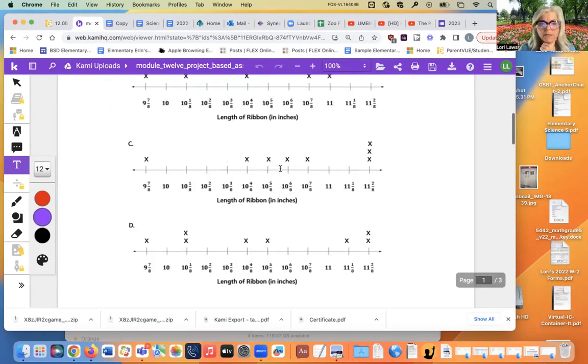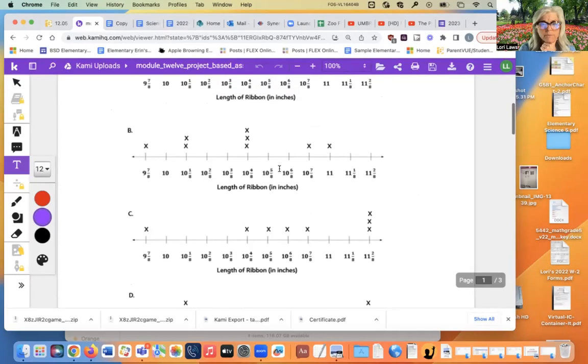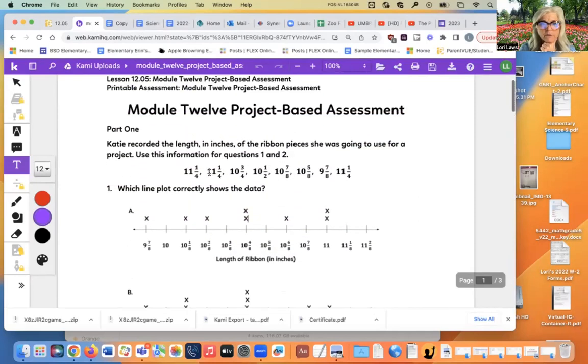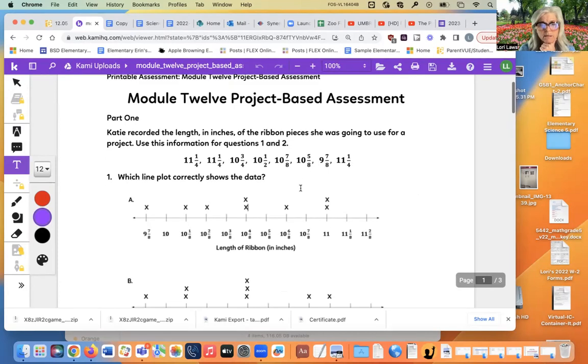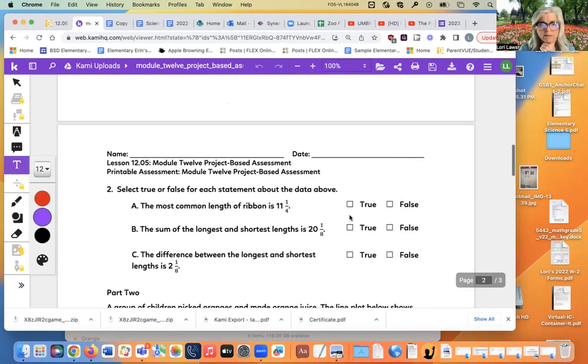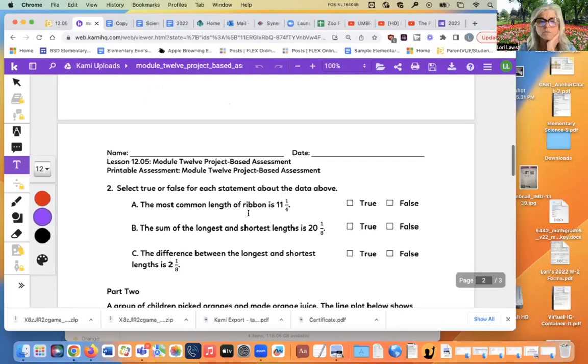Well, let me look. If I look on my chart here, I've got 11 1/4, 11 1/4, 11 1/4. I got 3 of those. 10 3/4, I don't have any more of those. 10 1/2, I don't have any more of those. 10 7/8, I only have one of those. So yeah, I think honestly, 11 1/4 is the most common set of data. That's going to be a true.